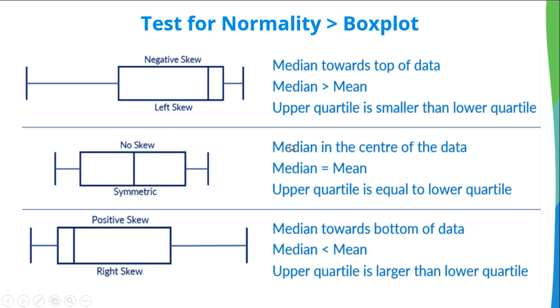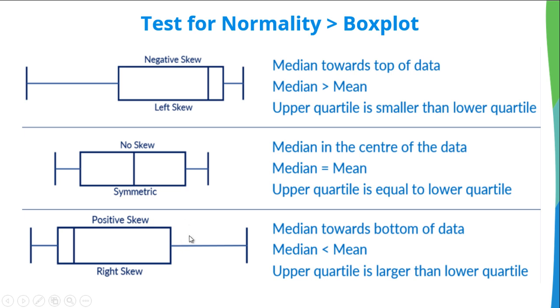Now we have no skew at all. The median is in the center of the data, in the middle here, because it is symmetric. Median is equal to mean. Upper quartile is equal to lower quartile. This one is equal to this. And we also have positive skew, which means to this side. The way we have it in skewness, we also have in the box plot. The median is towards the bottom of the data, and the median is less than the mean. The upper quartile is larger than the lower quartile. You can see here, the upper quartile is larger than the lower quartile. So this is called the box plot.